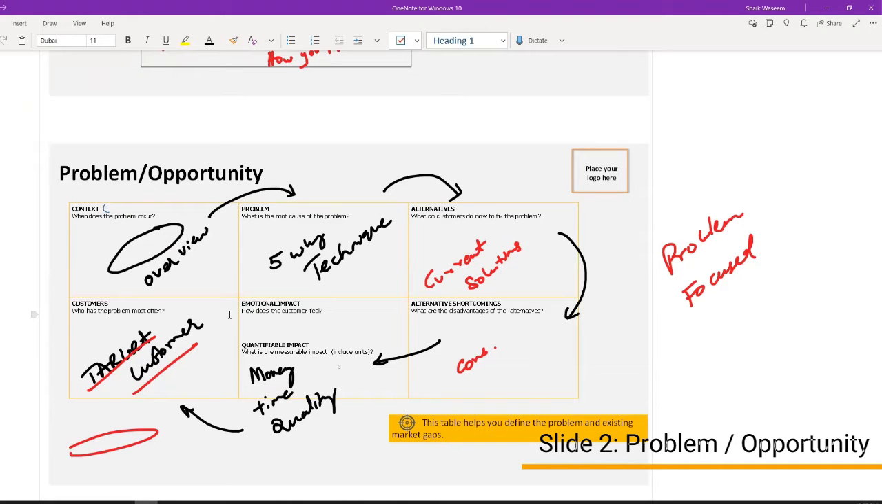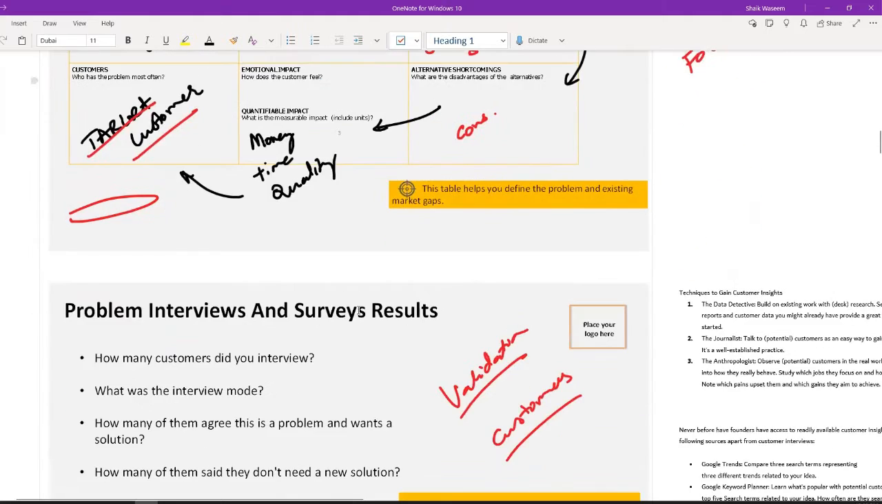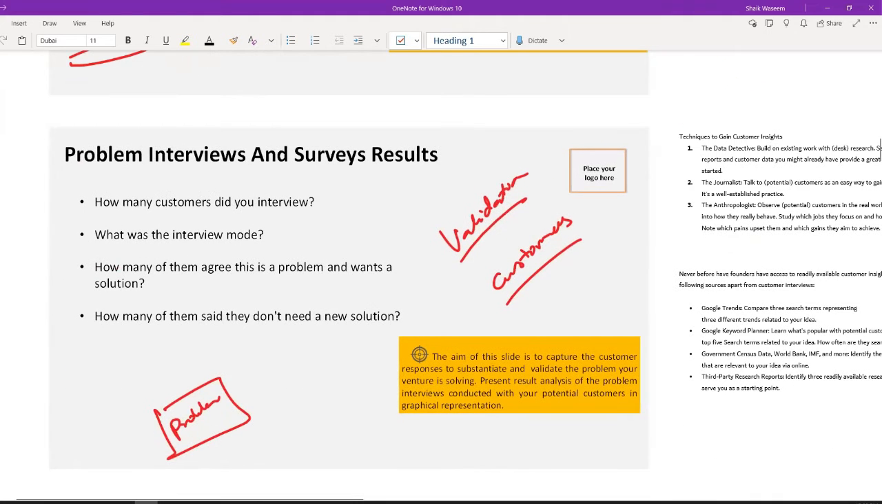Then we look at the target customers who face this problem most. And then we look at the emotional impact and the quantifiable impact. How does the problem affect customers emotionally and quantifiably? As we complete this slide, we go to the problem interviews and survey results.